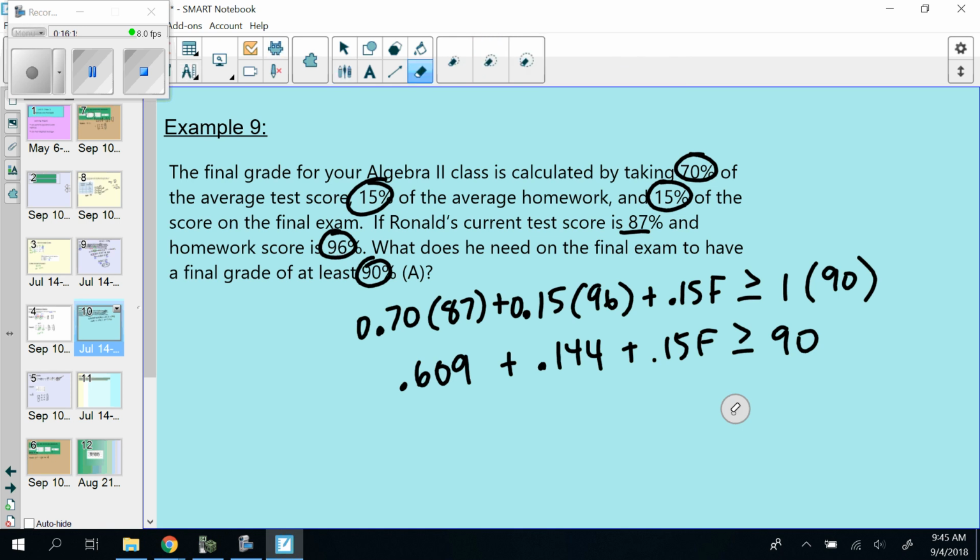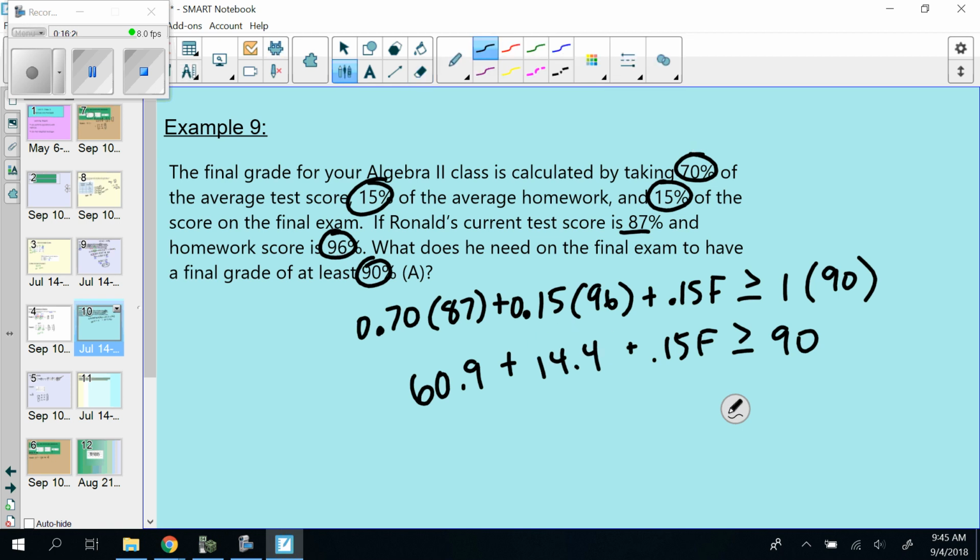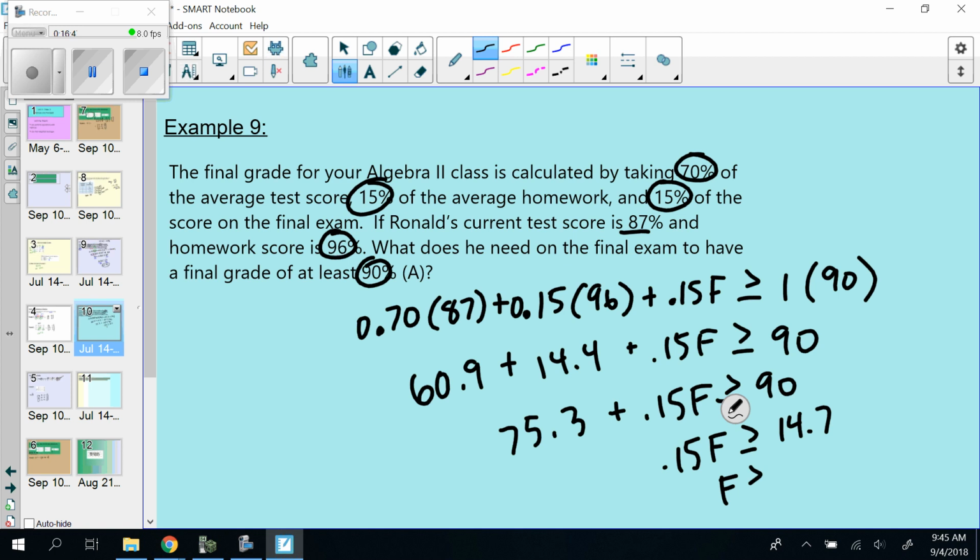Sorry, 60.9. Now, add these ones up, and you get 75.3. Now doing some subtracting and dividing, we can get our answer here. So subtract those, and you get 14.7. Divide, and you realize on the final they got to get a 98 or higher. So that's what you should have come up with.